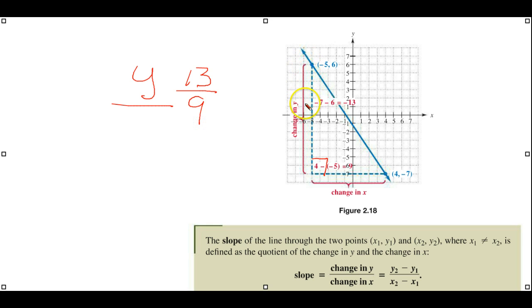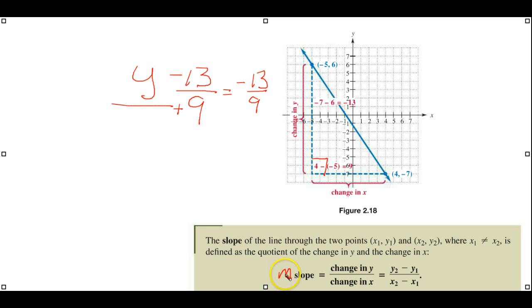Now, when we go down like this it is in a negative direction, so we put a negative by the 13. And when we go to the right, that's a positive direction. So our slope here is negative 13 over 9. And another thing about negative slope is that it starts high, and as you go to the right, the line goes down. Now we do have a formula for slope, which is written down here.